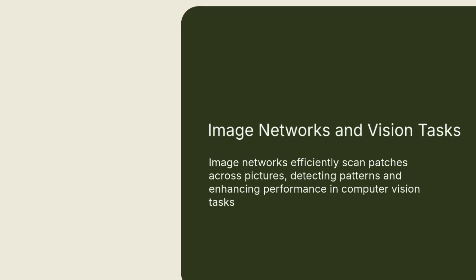Image networks scan patches across pictures. They detect patterns regardless of position. This efficiency makes them ideal for vision tasks. Sharing detectors across images improves performance. They are the backbone of computer vision.